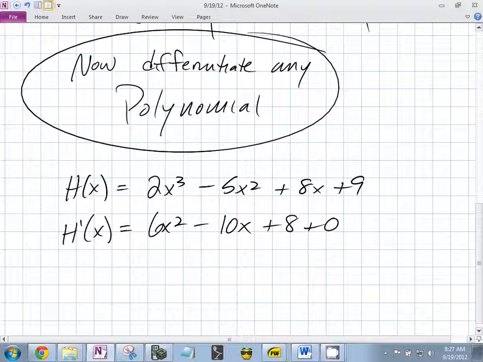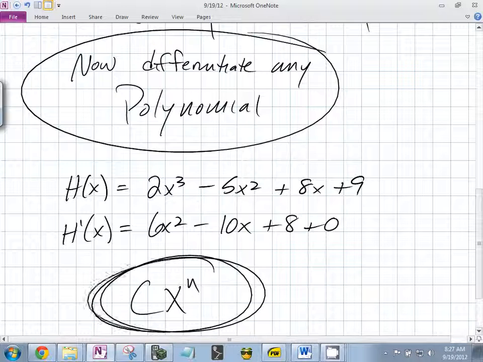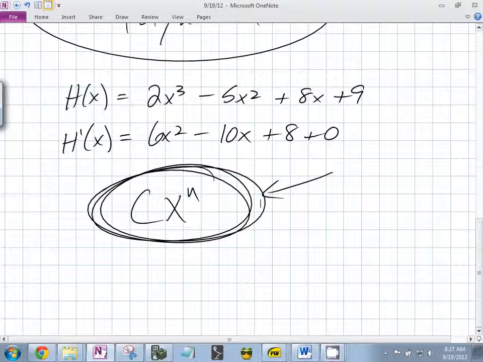Is this method only applicable to polynomials? No. Are there lots of other functions that this method doesn't work on? Yes. Keep in mind this is only differentiating things that are x to the n. This is the only form that this applies to right now. C times x to the n. Here's a function it doesn't work on. Let's say I gave you j of x was equal to 7 to the x.